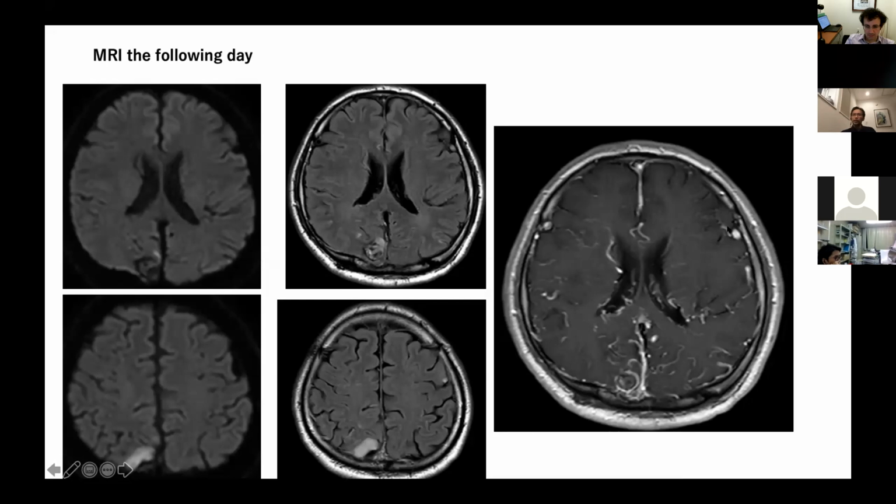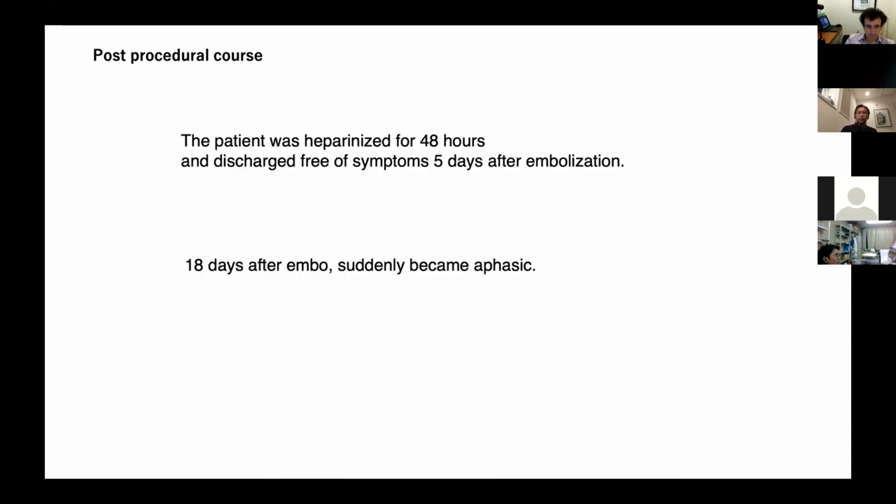This is the contrast-enhanced MR for the next day. We were quite worried about some venous thrombosis that might develop, so we did this contrast-enhanced MR, which we usually do not do after embolization of a dural AV shunt. But anyway, the patient was fine. We heparinized him for 48 hours. Usually we only go 24 hours. For this case, we did 48.